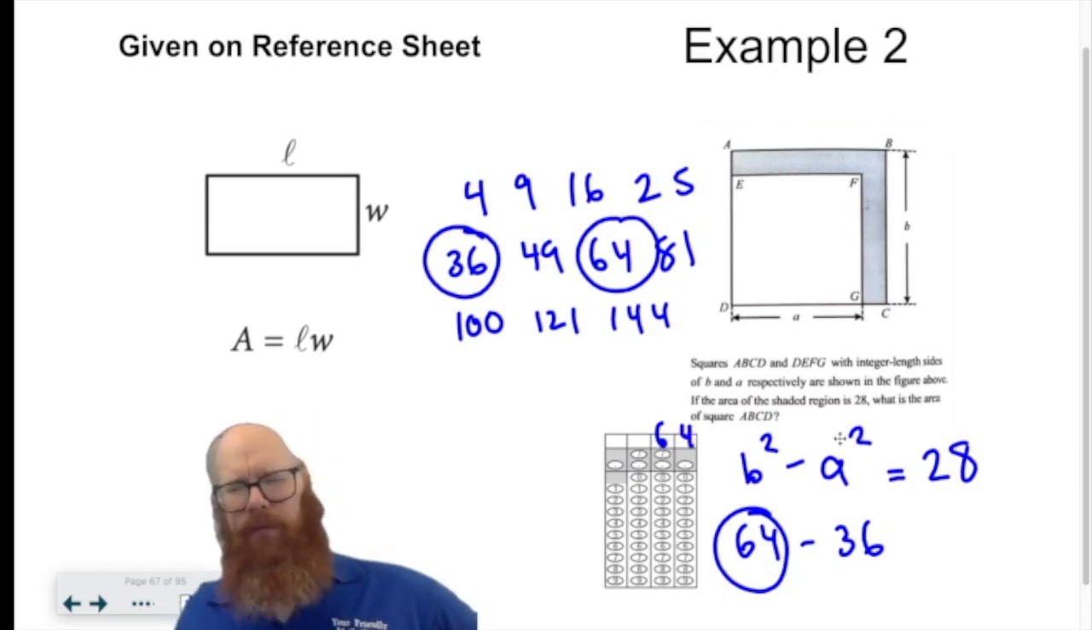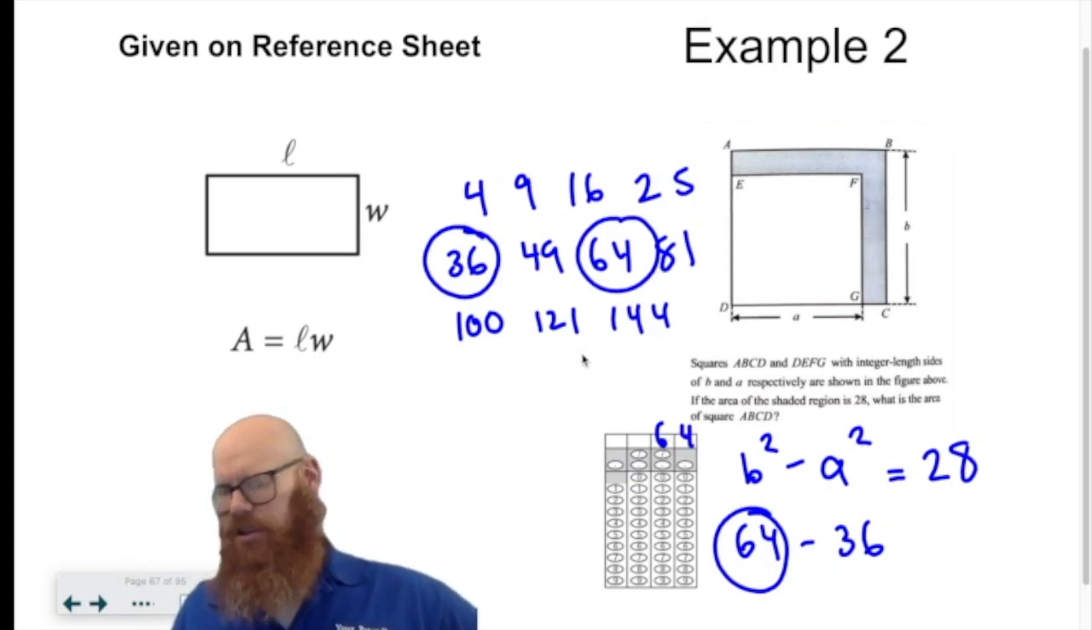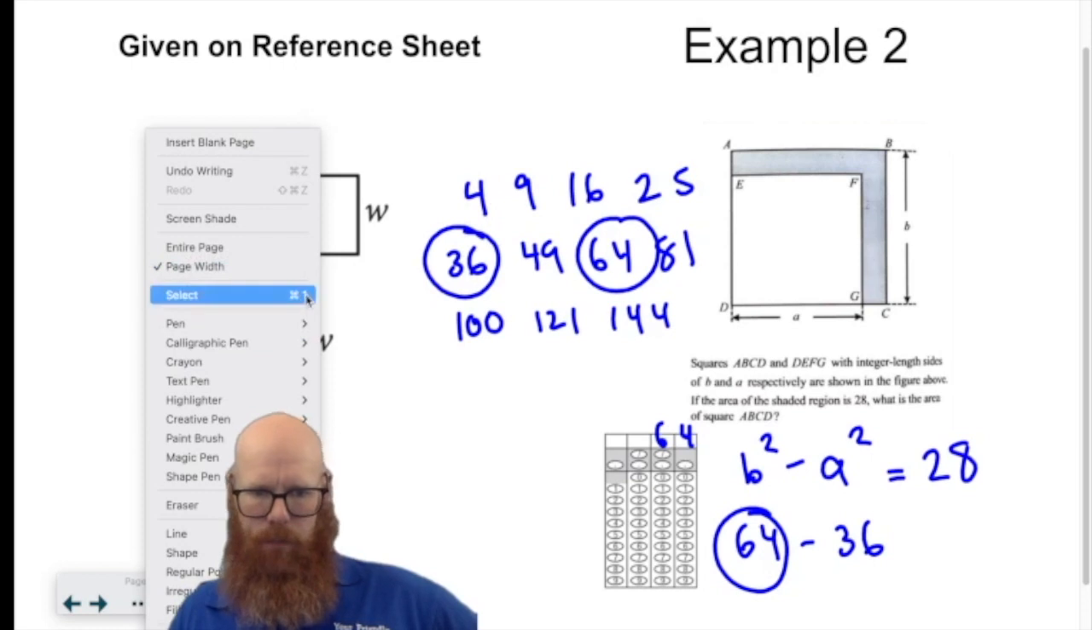You could solve this by factoring. That one takes a little bit longer, so that's why I just figured just know the perfect squares and then just kind of guess and check your way through to figure out which two are separated by 28. All right, let's keep it moving.